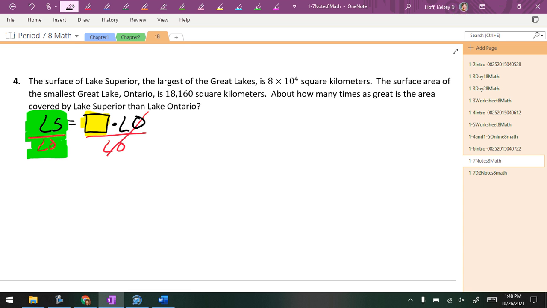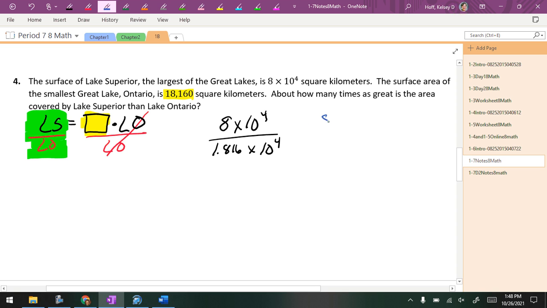What's Lake Superior? 8 times 10 to the 4th. And looking at Lake Ontario, what's Ms. Hoff going to tell you to do right away? Scientific notation. Will, did you already rewrite it? Anybody rewrite it? Calix, what'd you get? Anybody else? 1.816 times 10 to the 4th. Good work. Okay, now we're going to separate them off. 8, we're going to divide 1.816. And 10 to the 4th, we're going to divide 10 to the 4th.